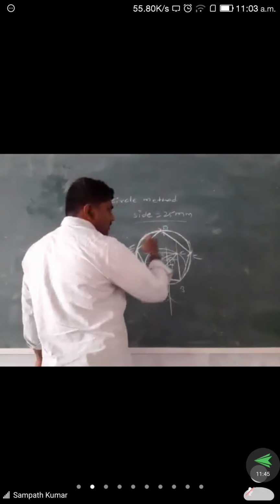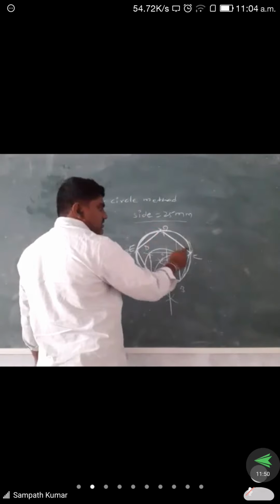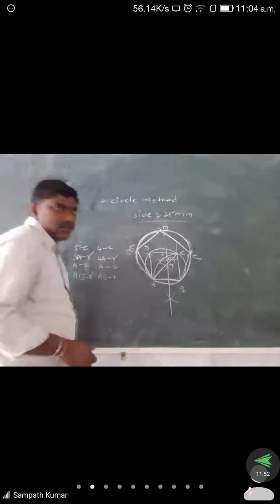And we join all the corners, starting with A with E, E with D, D with C, and C with B. That is the required pentagon.